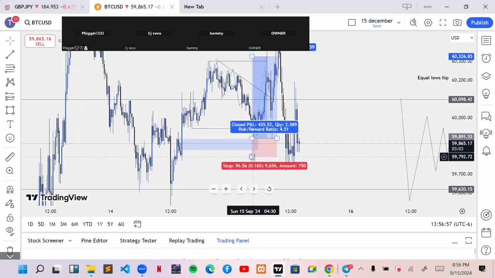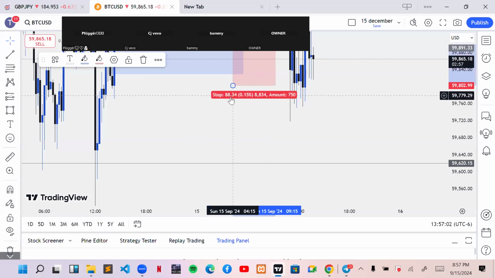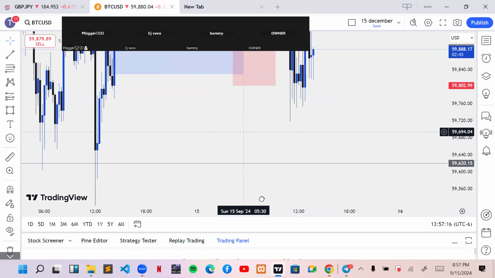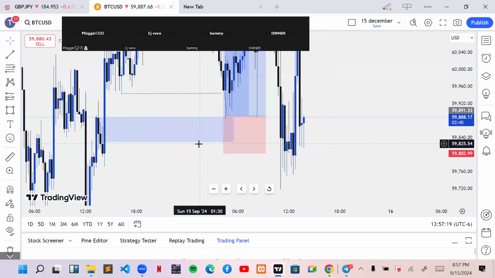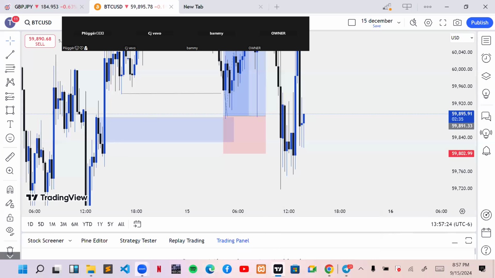Understand? To calculate the stop loss in pieces, pay attention to this number right here, it's 8.34. This is your stop loss. So if you want to risk $100 on this trade, you just do $100 divided by 8.34. Whatever amount it gives you is what you should use as your lot size. The result is 1.13, which means you should use 1.13 lot size. If your stop loss hits, you're losing $100. That's how to calculate stop loss on BTC.